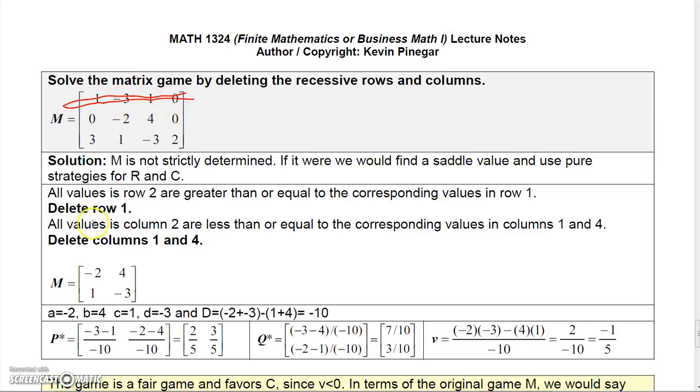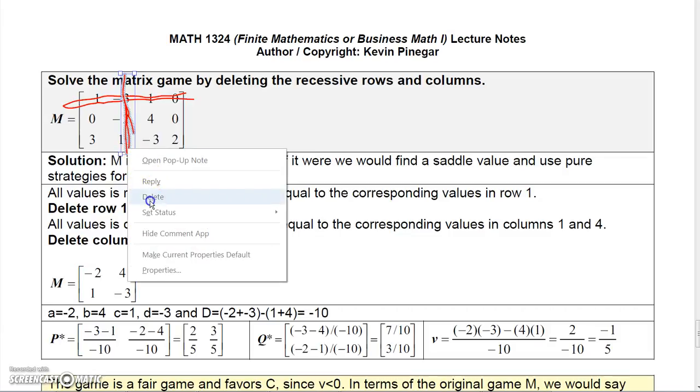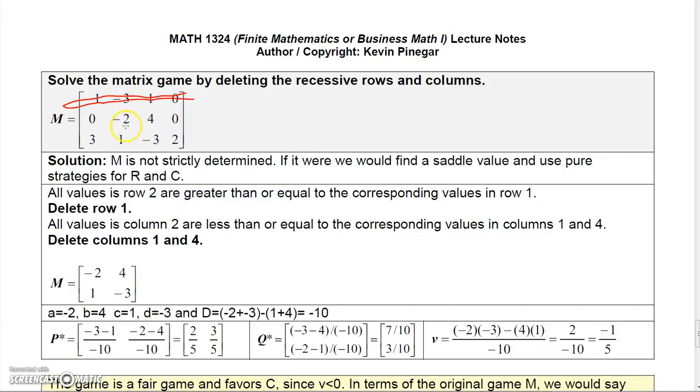They're equal. All values in column 2 are less than or equal to the corresponding values in column 1 and 4. So we can throw away column, let's see, all values in column 2 are less than or equal. Okay, well that's what I want. I want column 2, don't I? So column 2 is less than or equal to all the values in column 1 and 4. So I can throw away those two columns.